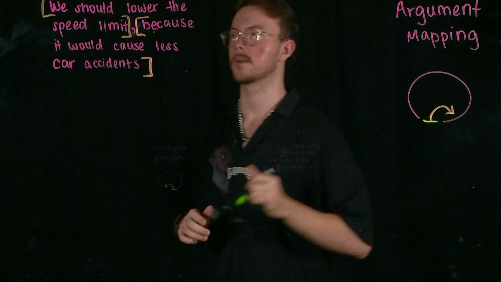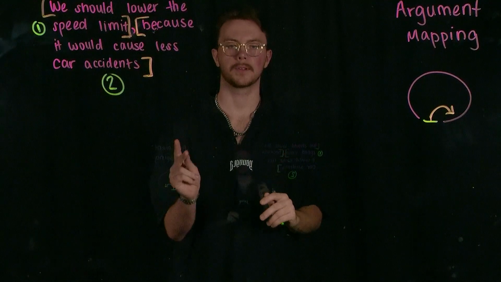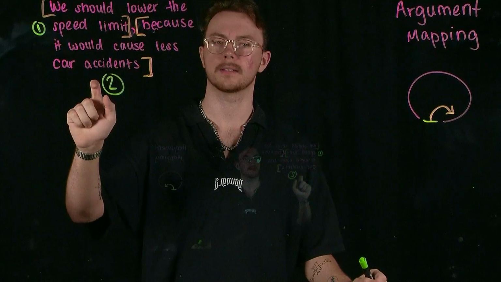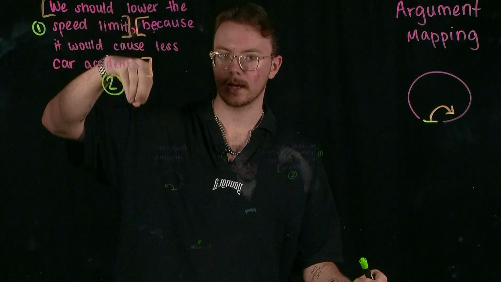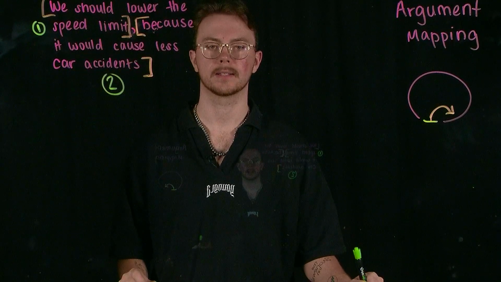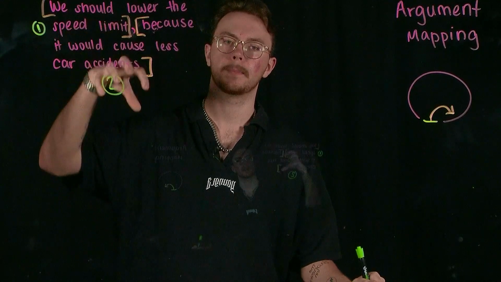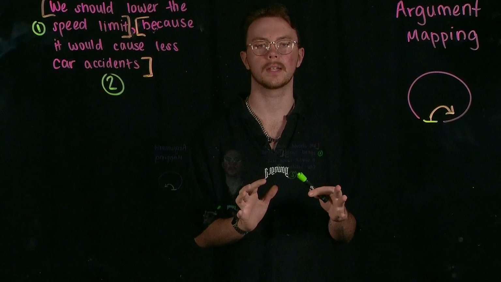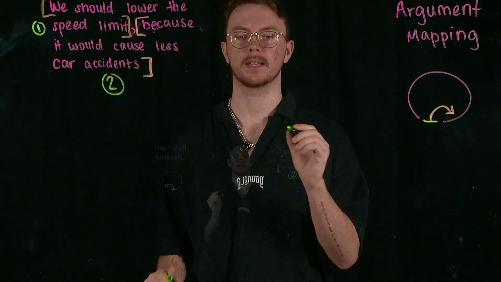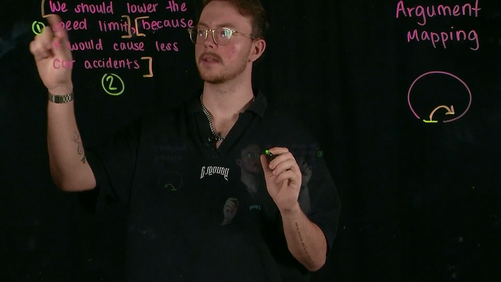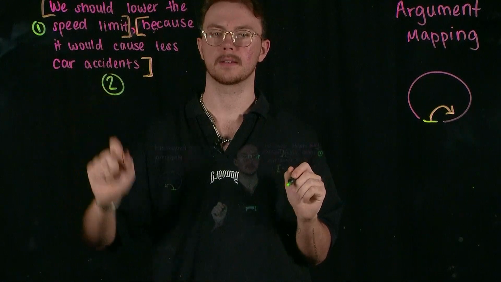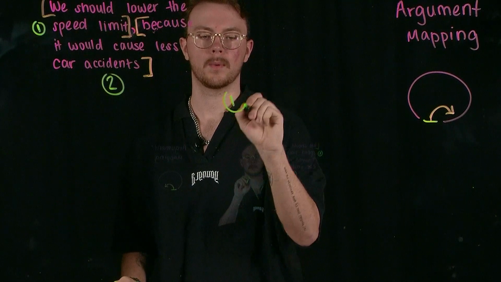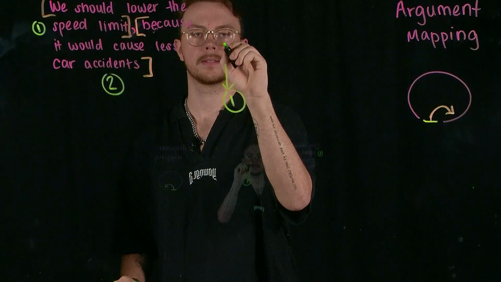Let's just number those. So we have number one and we have number two. Number one relies on number two. We should lower the speed limit. Why should we lower the speed limit? Because it would cause less car accidents. Number one depends on number two. How are we going to demonstrate that in an argument map? Actually, really easy. We have number one here in a circle, number two here in a circle. We know that number one depends on number two.